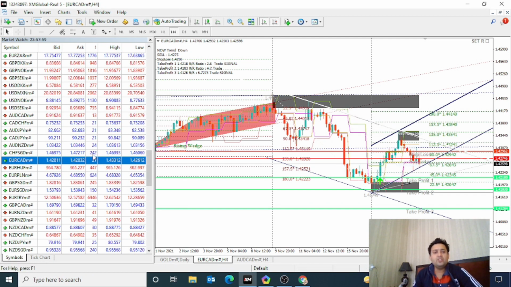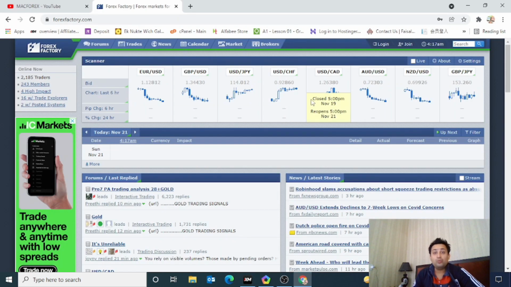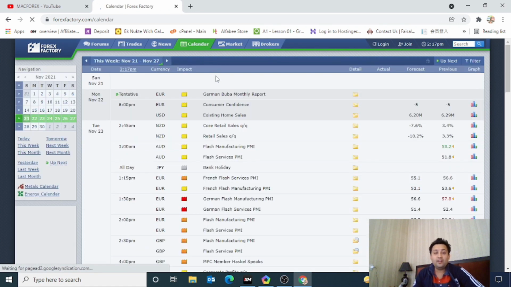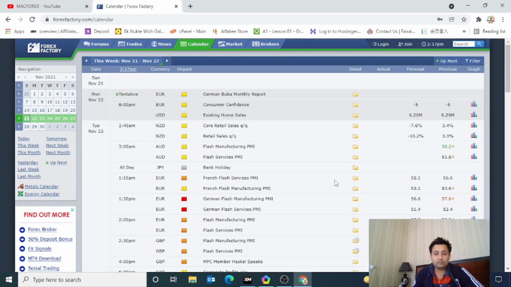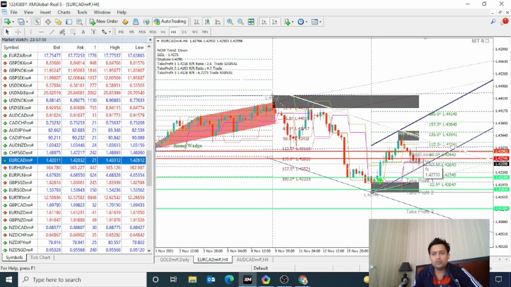But if this indicator gives you the sell signal, and at the same time, after 1 hour or 2 hours, high impact news is coming, then you need to wait for the news release and its impact, and after this you can check the indication of this indicator again. For example, you can see here there is a Euro high impact news, German flash manufacturing. So when you enter the market, you need to check the news. If there is no news, you can enter the market.